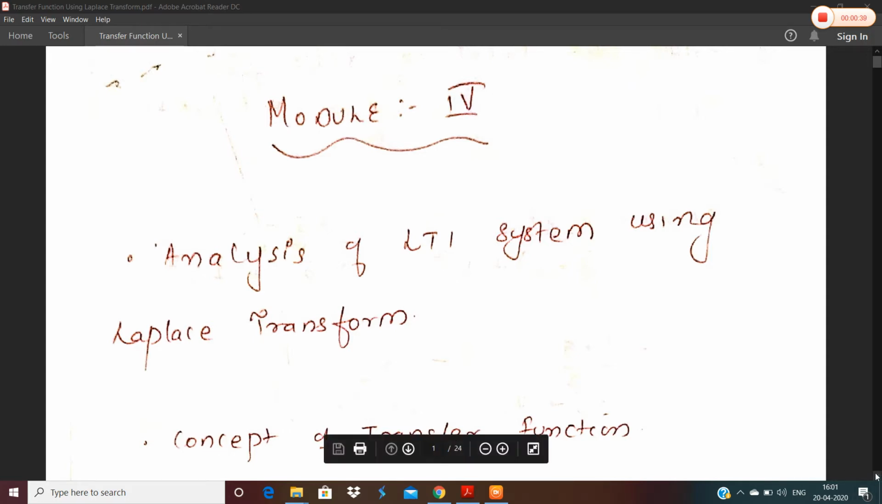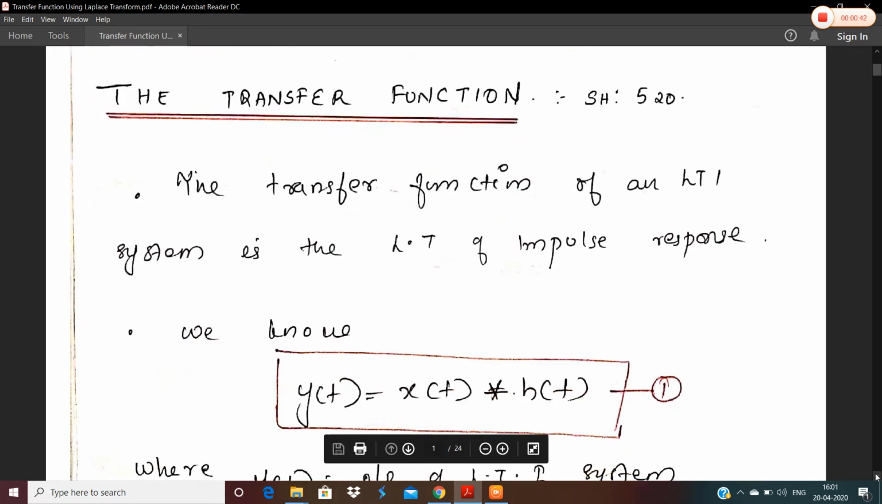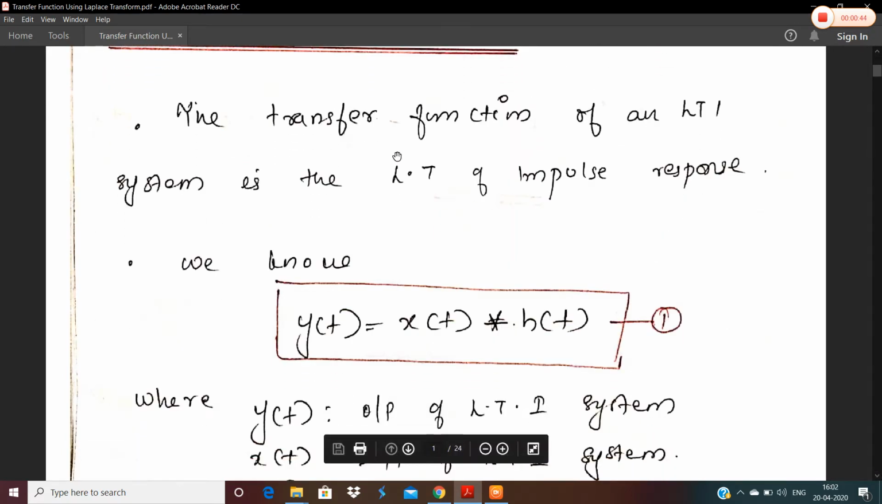Let's move on to the basic concept of transfer function. The transfer function of an LTI system is nothing but the Laplace transform of the impulse response. We know that the impulse response is denoted by h of t. x of t is the input to the LTI system, that is a linear time invariant system, and y of t is the output of the linear time invariant system. Then y of t may be expressed as x of t convolution h of t. This operation is nothing but the convolution operation. Let that be denoted as equation number 1.